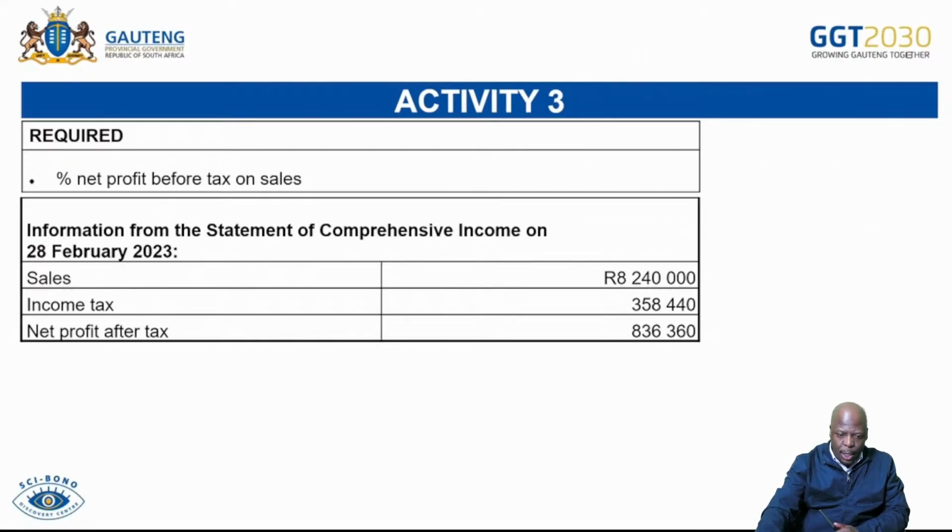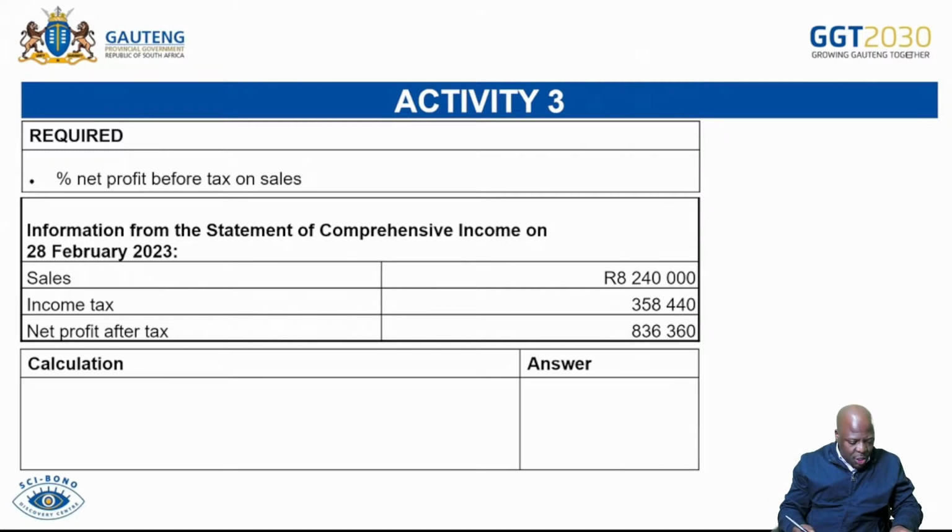The first calculation that we're going to do is to calculate the percentage net profit before tax on sales. What are we given? We're given the sales, fine. We're given income tax and net profit after tax. Yet here it must be net profit before tax. So now we need to get the net profit before tax. Okay, so very, very key here. Within the question here is the answer, because it is your net profit before tax.